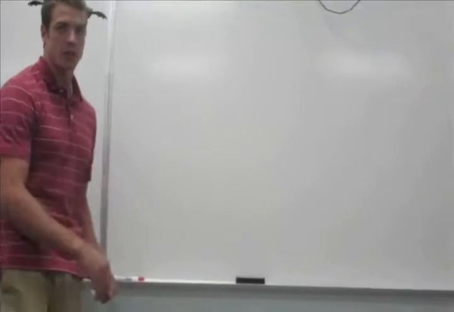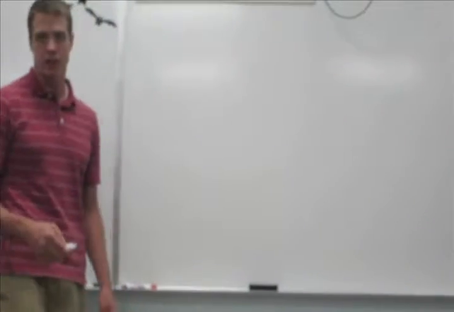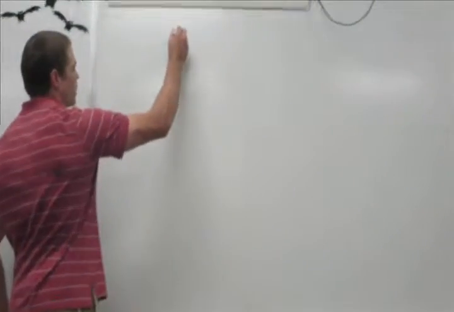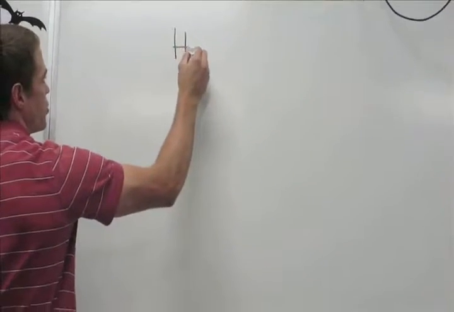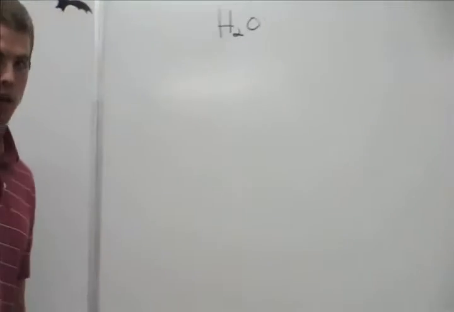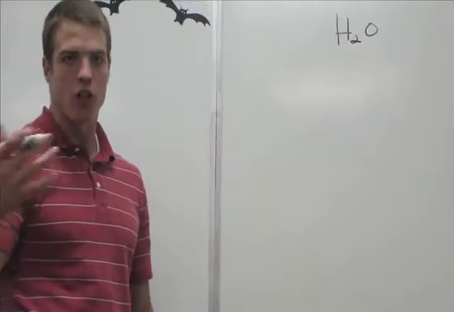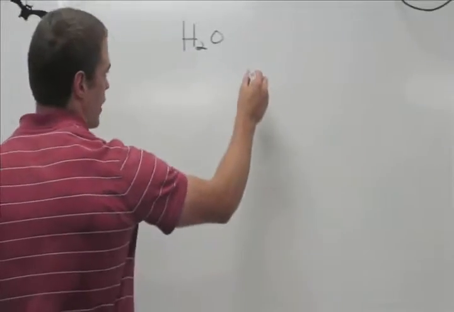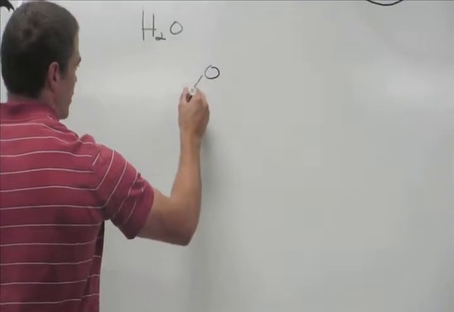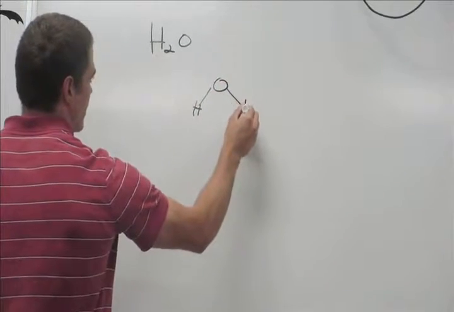So first off, let's just talk about water. What is the molecular formula for water? We all know that it is H2O, 2 hydrogens and 1 oxygen. And if we draw the structure of water, we know it looks like Mickey Mouse, right? Hydrogens out here like that.